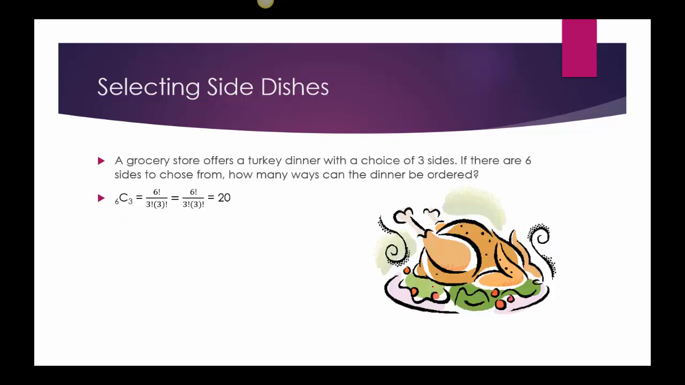And let's say selecting side dishes. So we have a grocery store offering a turkey dinner with a choice of 3 sides. If there are 6 sides to choose from, how many ways can the dinner be ordered? Right. So there's the assumption you're not just going to order the same side over and over. You're going to select 3 distinct things. That'll make it more interesting. So we're not doing double mashed potatoes or double macaroni and cheese here. We're saying we're picking 3 distinct things. So I had 6 choices. I'm selecting 3, and it says you have 20 possibilities for the ways you can order sides.